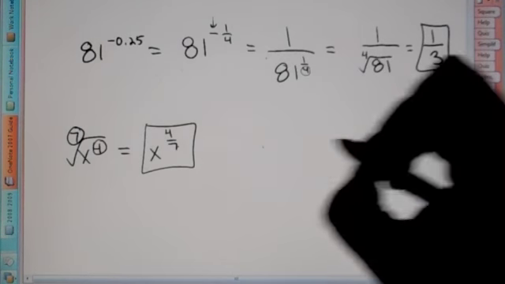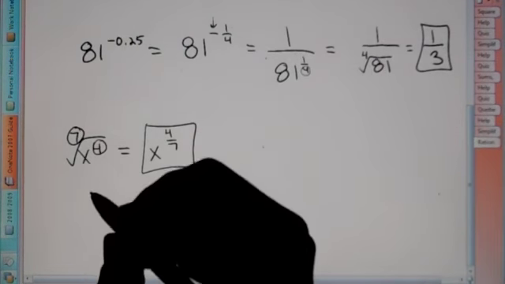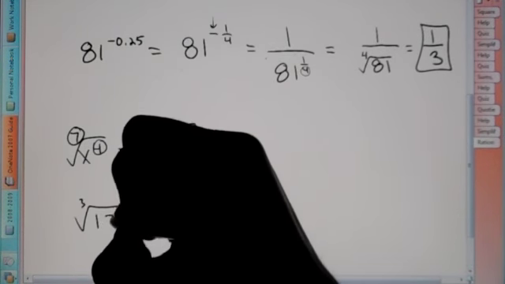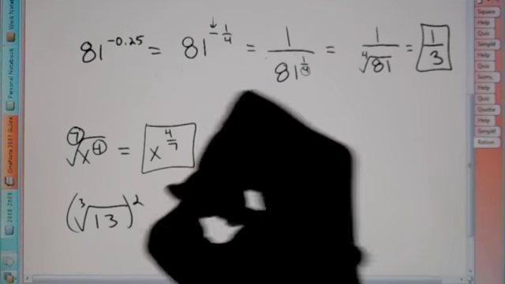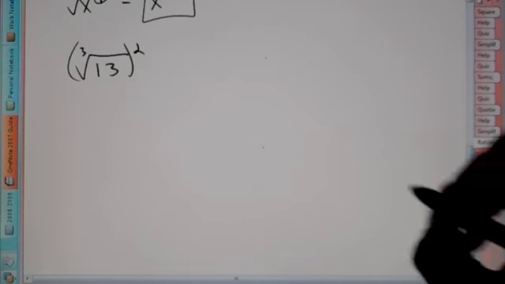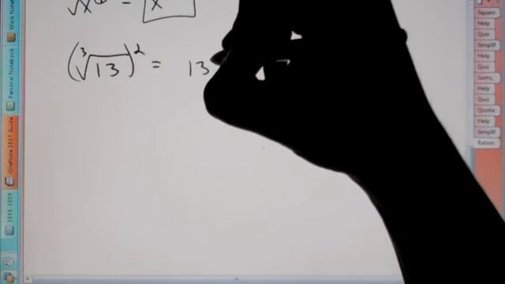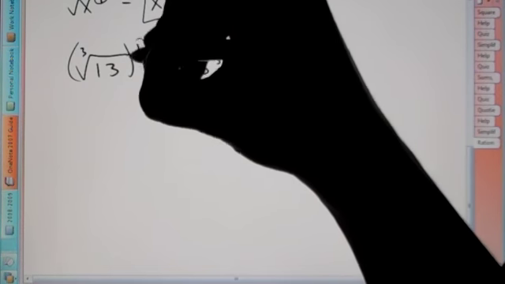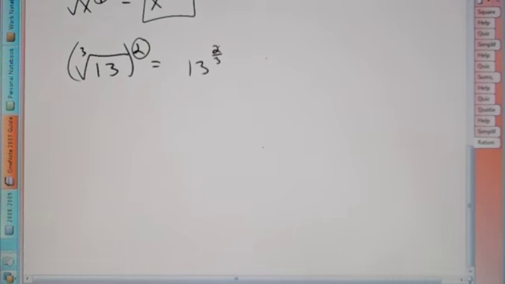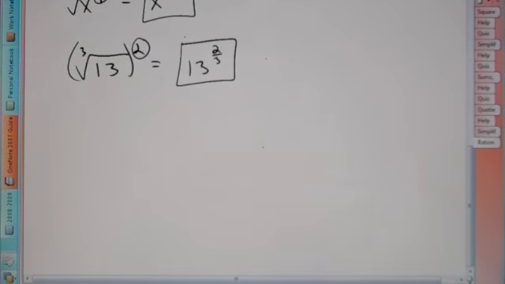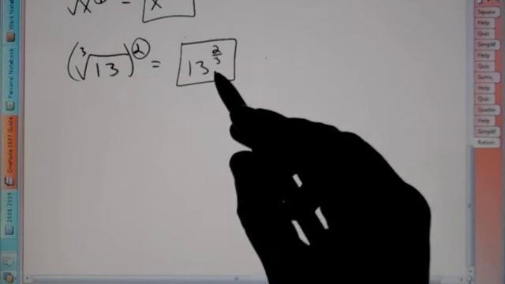Alright? Let's do another one of those. So we have the third root of 13 squared. So the index always is your denominator, and your exponent is your numerator. So 13 to the 2/3. Okay, so this is your final answer. Alright, so this is called expanded form.